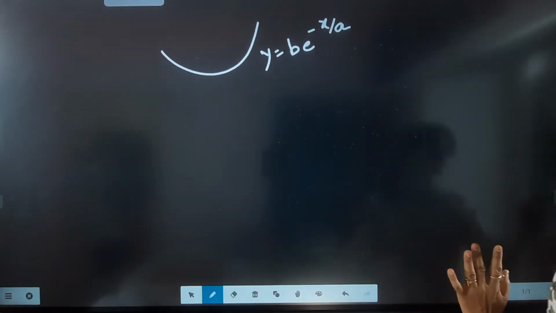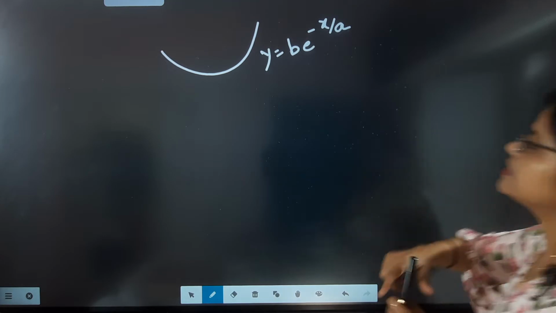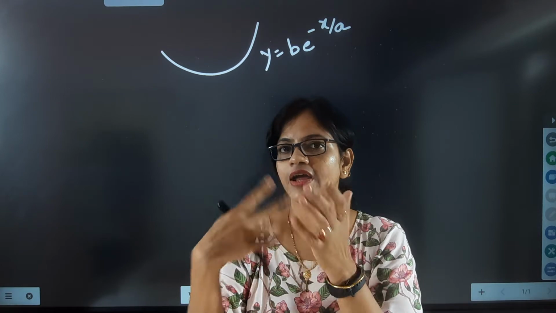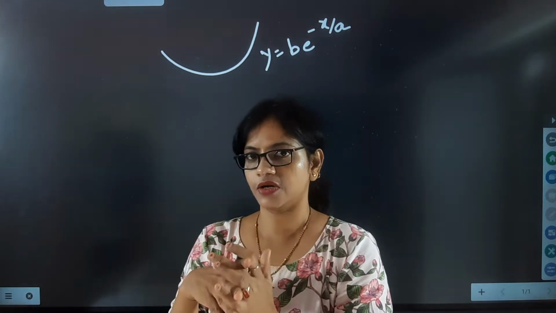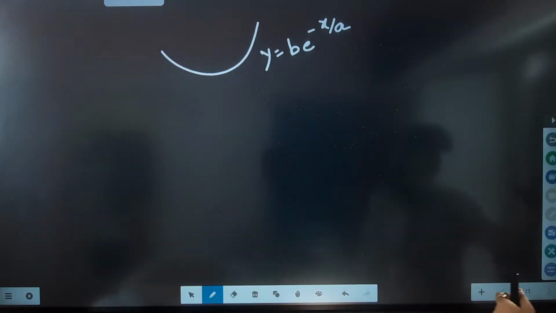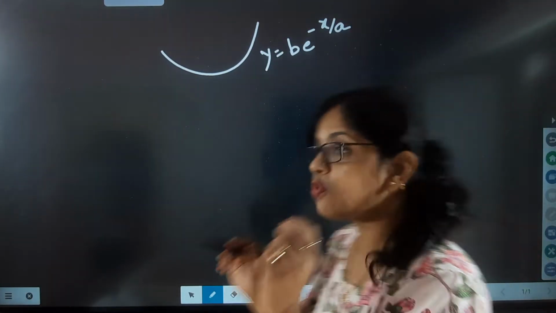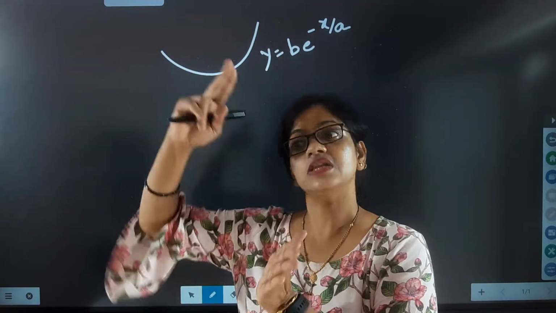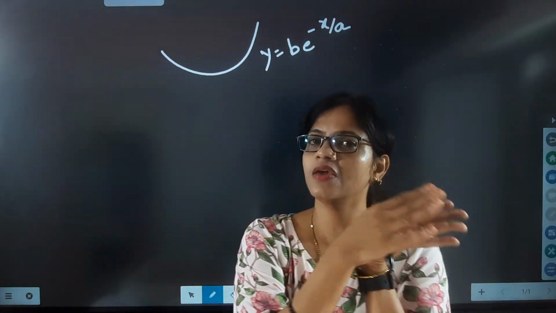Now what they are telling you in the question is: the equation of the tangent to the curve y equal to this, at a point where it crosses the y axis. So 100% the curve is crossing the y axis at a point. Find the equation of the tangent to the curve. First try and understand: the equation of the tangent to the curve at a point where the curve is crossing the y-axis.